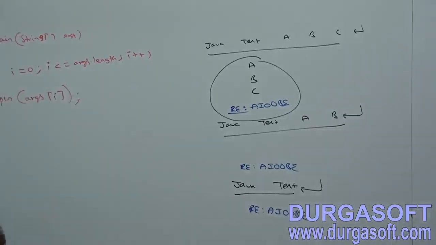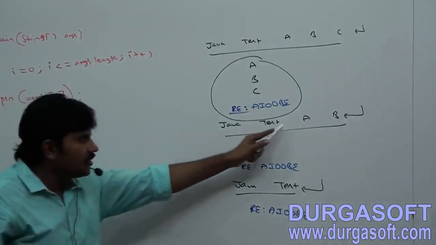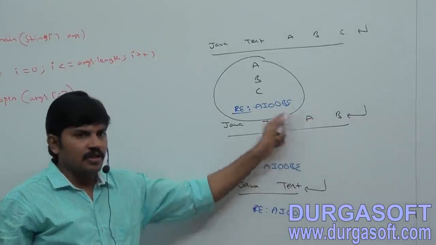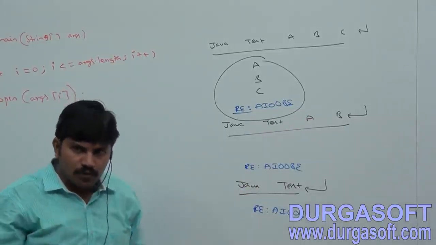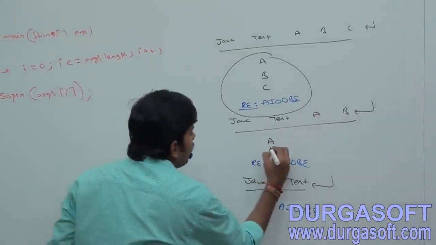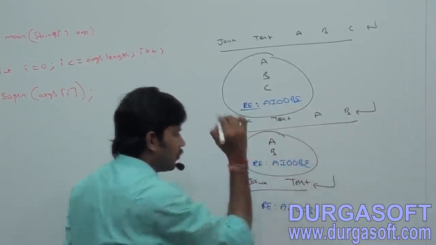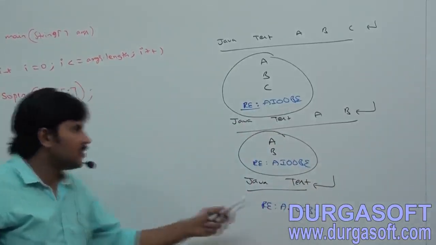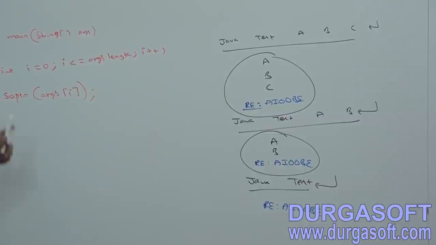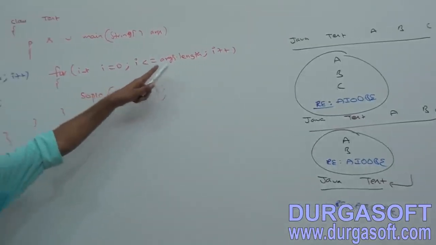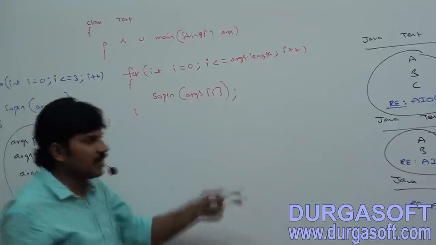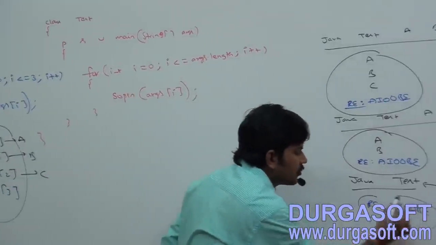Second case, same: args of 0, args of 1, but your program tries to print args of 2 also. That's why A, B, array index out of bounds exception. Java test, sir, you are not passing any command line argument. i is 0, 0 less than or equal to 0, args of 0, nothing there. That's why array index out of bounds exception, right?